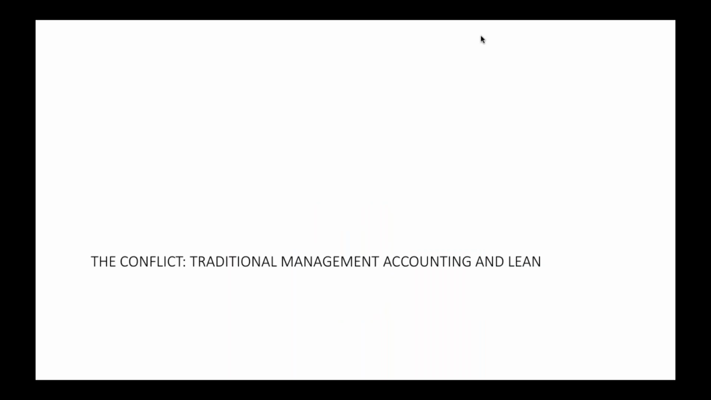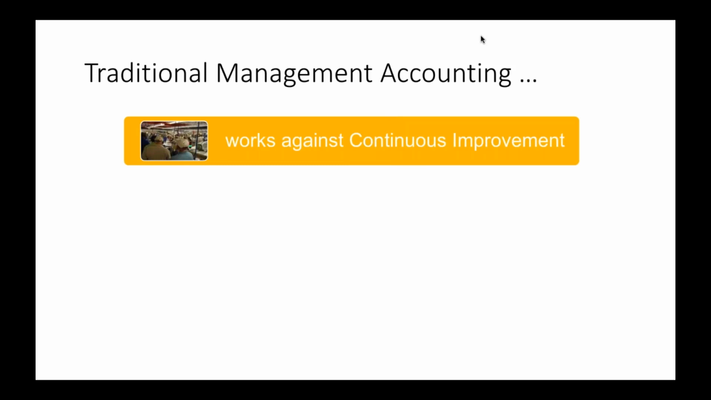So now let's change direction. Let's talk about the conflict between traditional management accounting and lean practices. Traditional management accounting systems, which were primarily developed in the early to mid 20th century when mass production manufacturing was prevalent, don't work well in lean companies. In fact, they don't work at all. Why? They actively work against continuous improvement.